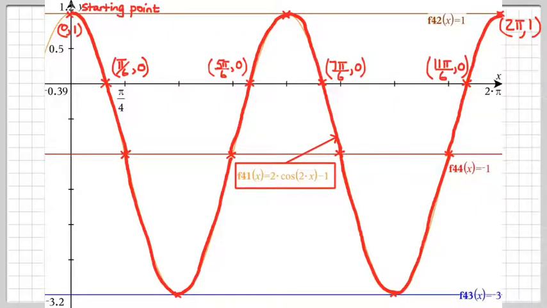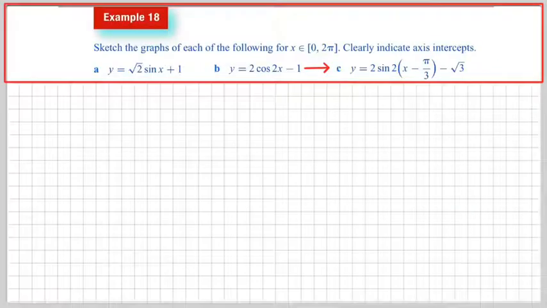That's probably not absolutely necessary, but I always do it anyway, just to make sure, in case you've got a grumpy examiner who's looking to take marks off you, which you don't want to give him the opportunity to do. Right, third one.